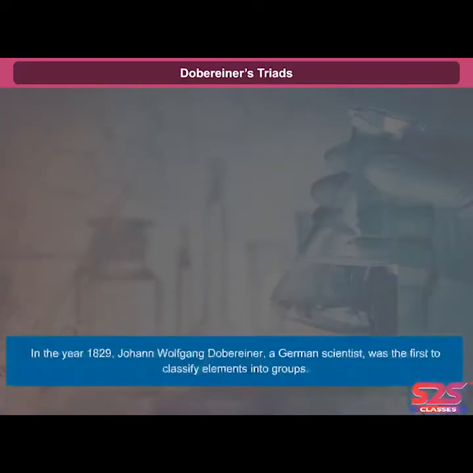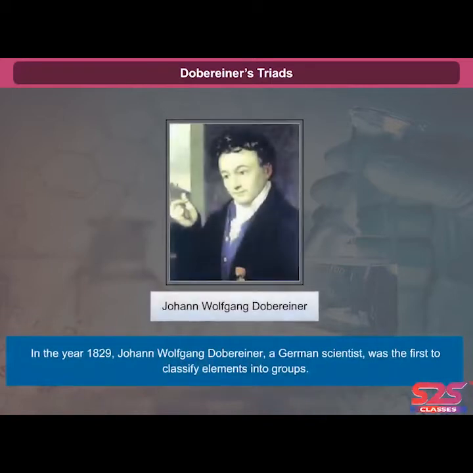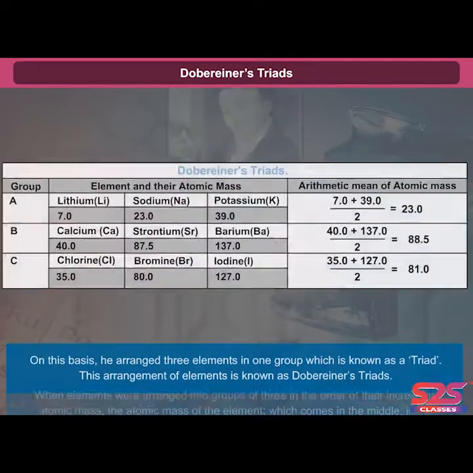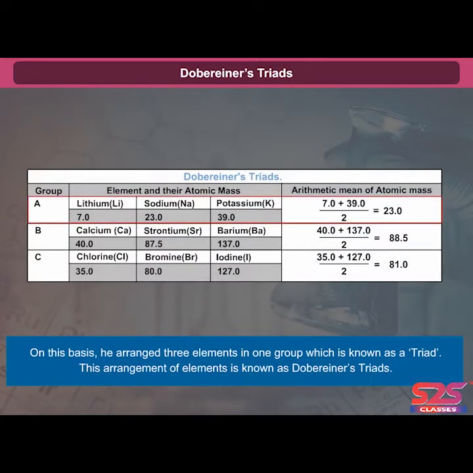Döbereiner's triads. In the year 1829, Johann Wolfgang Döbereiner, a German scientist, was the first to classify elements into groups. He found that when elements were arranged into groups of 3 in the order of their increasing atomic mass, the atomic mass of the element which comes in the middle is the arithmetic mean of the other two. On this basis, he arranged these elements in one group, which is known as a triad. This arrangement of elements is known as Döbereiner's triads.